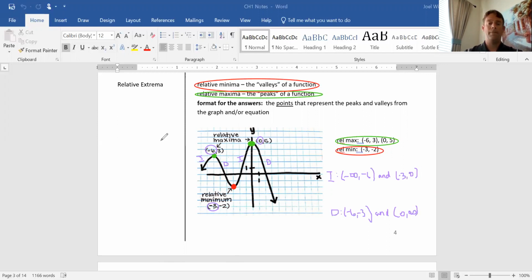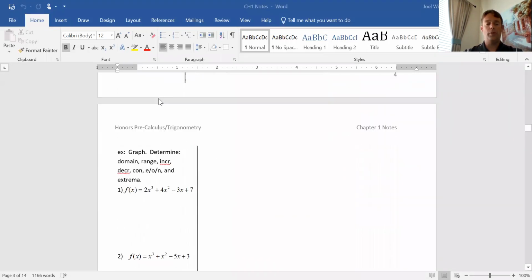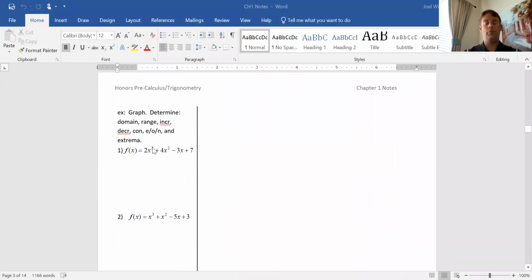And we got it. All right, so we got relative min, relative max. Relative maximums are the peaks of mountains. Relative mins are the valleys, the lowest of the lows. And that brings us to our last part. We're going to be able to go through and do the entire thing.